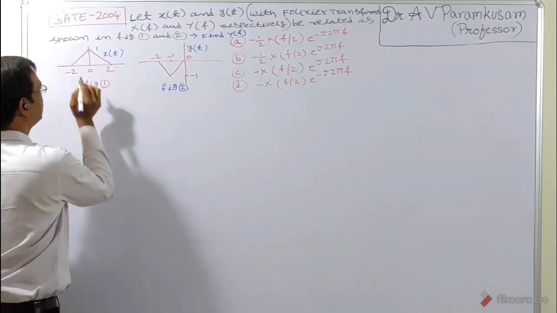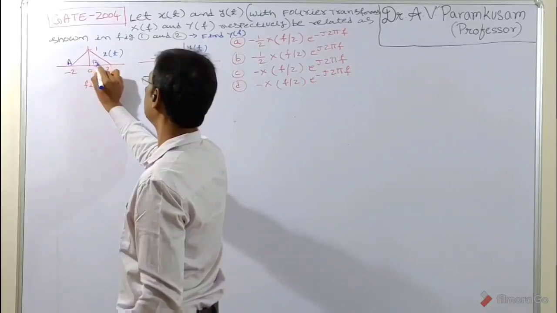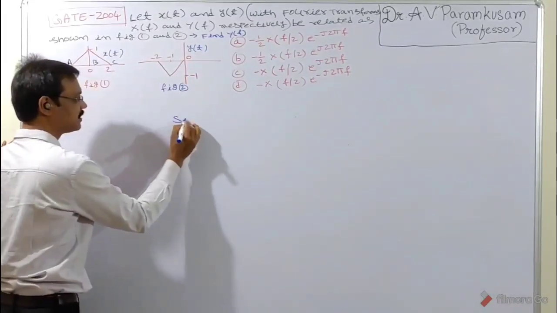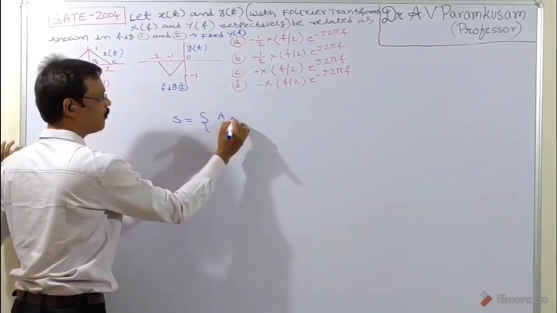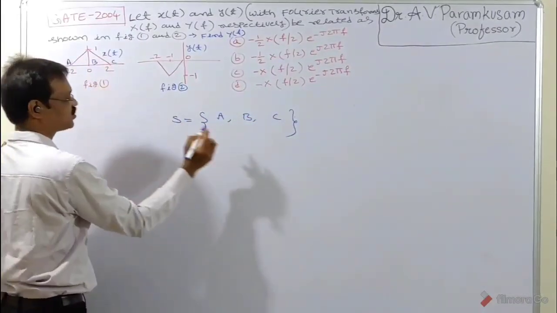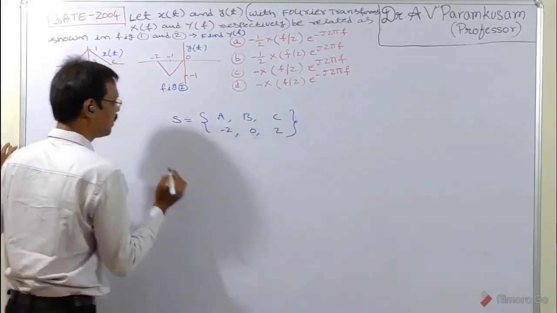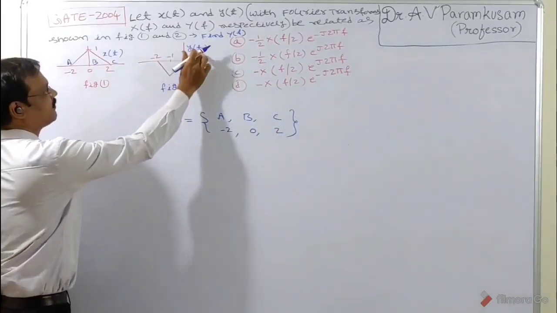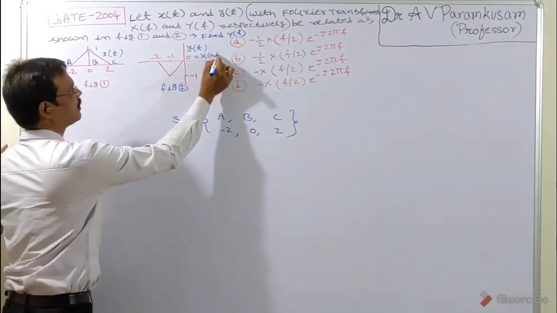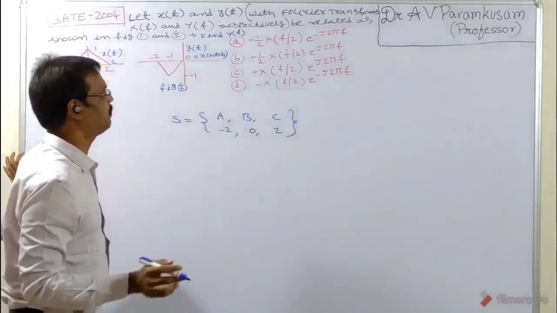So let us apply the shortcut method we have discussed to obtain the relationship between these two. Here x of t is given. Assume that this is a, this is b and this is c. Then the points s are a, b, c, that is minus 2, 0 and 2. Next, y of t is given. Suppose y of t is equal to x of at plus b. Let us find the values of a and b.